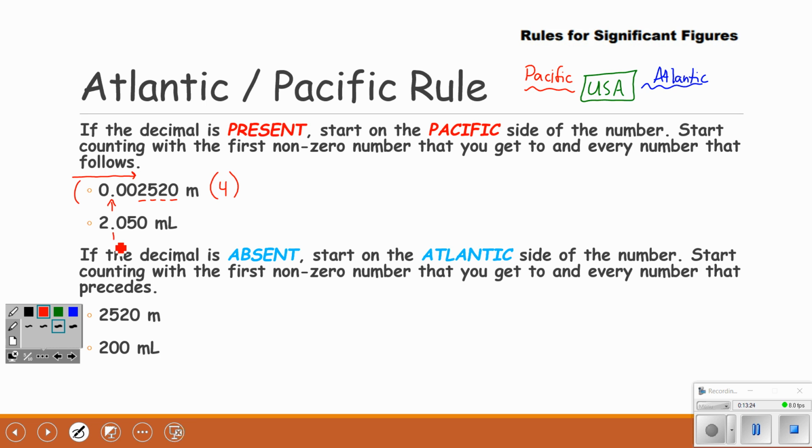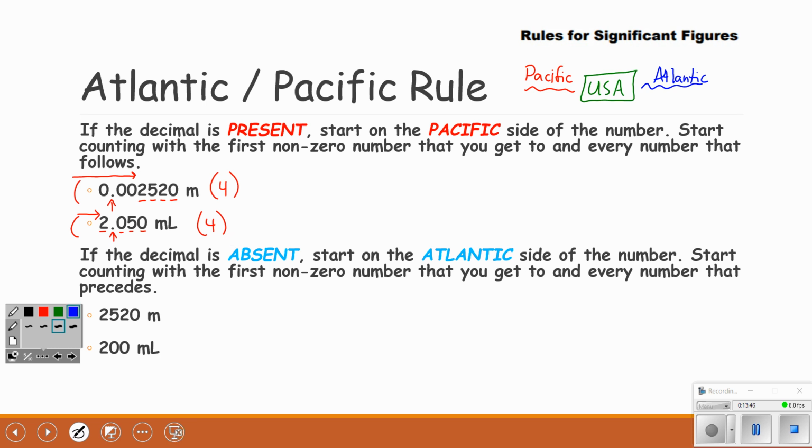Same thing here, decimal place is present. Start on the Pacific side and work your way in. Your first number you get to is non-zero. So that one counts, and everything that comes after counts. So this number has 4 significant figures.